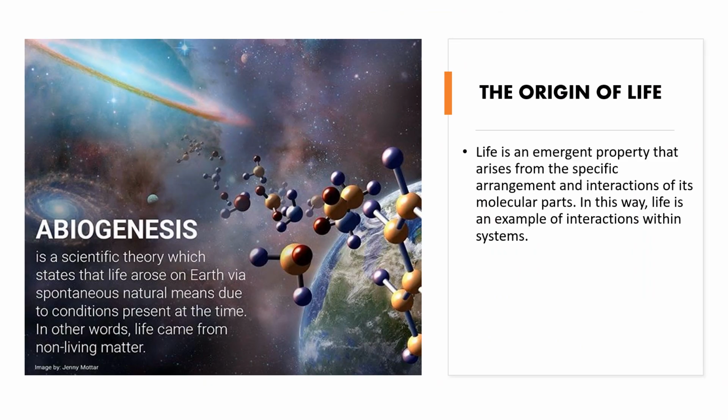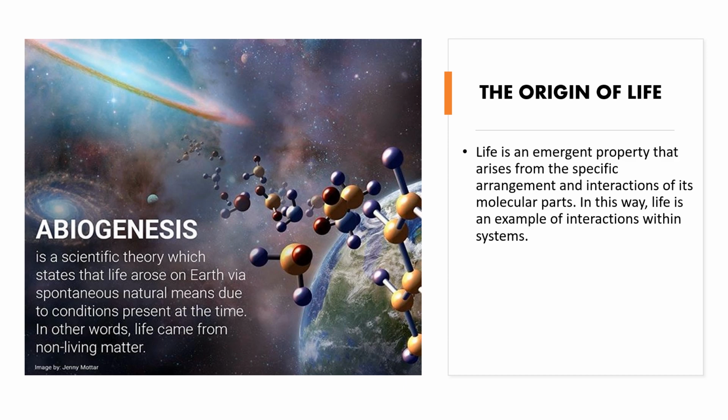Now, at some point life is going to begin to form on the planet, and there has been a lot of research into how this could take place, because going from no life to life is a huge step. Life is something we would consider an emergent property that arises from the specific arrangement of molecules. How they interact causes this property that is more than the sum of all their parts.